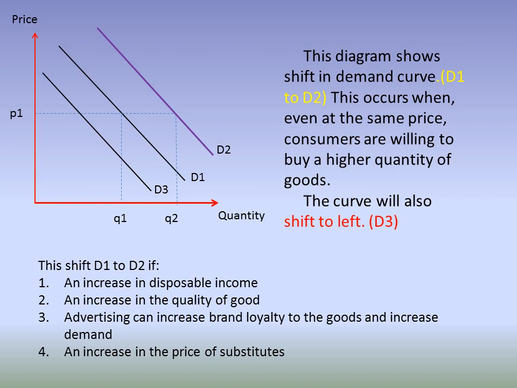This diagram shows a shift of the demand curve, where D1 to D2 is an increase. This change is caused by an increase in consumer income, or the following reasons, or others. The curve will also shift to the left, which is the opposite reason to the above.